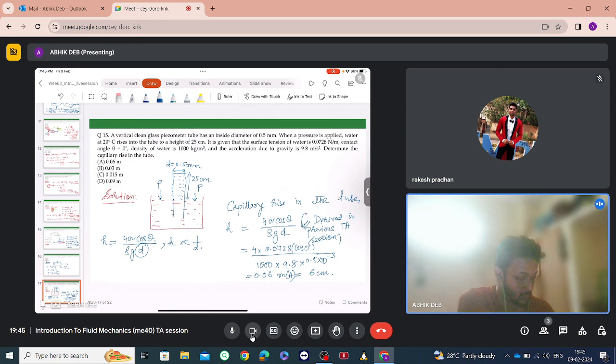So the rise in capillary tube is significant only for small diameter tubes. Okay.